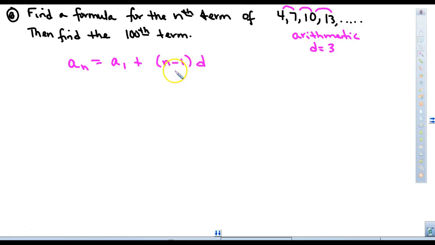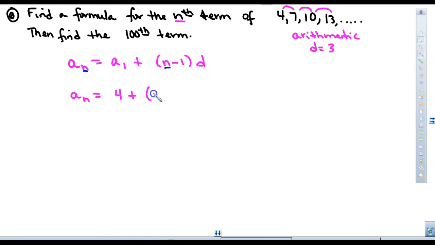Now, I want a formula for the nth term. That means n is going to stay in my formula. I'm not going to substitute anything for n. Okay? So this is going to stay as a sub n. Alright? A sub 1 is my first term. Well, that would be 4. So I'm going to put 4 right here.